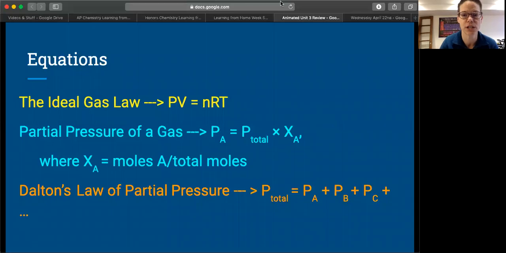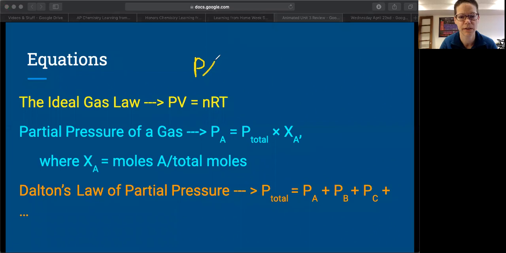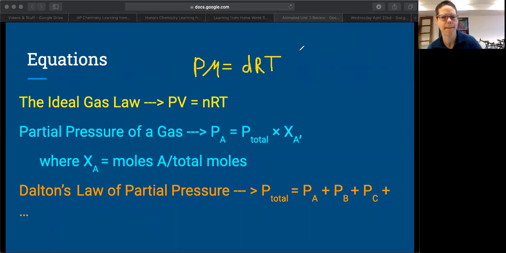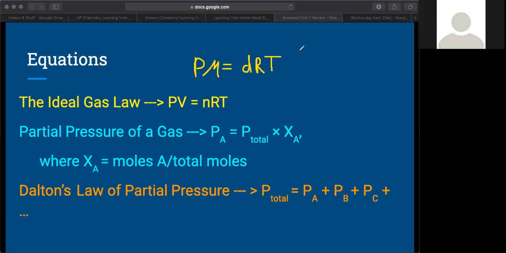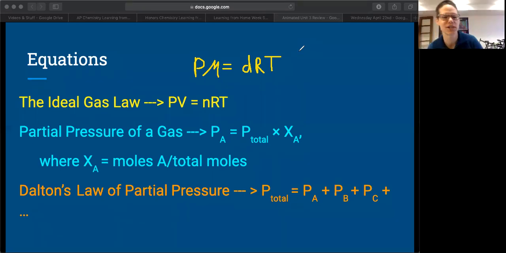The variation, let's write the variation up. Okay, so it was PM equals DRT. Do you remember that variation? Something about dirt. Yes, I remember. The molar mass kitty puts dirt over its pee.